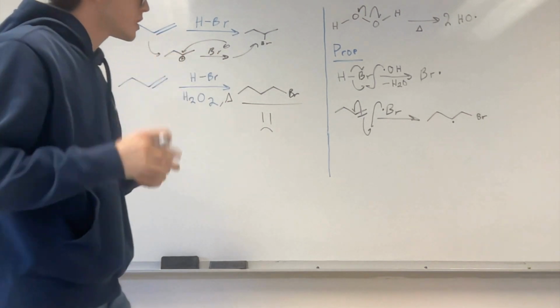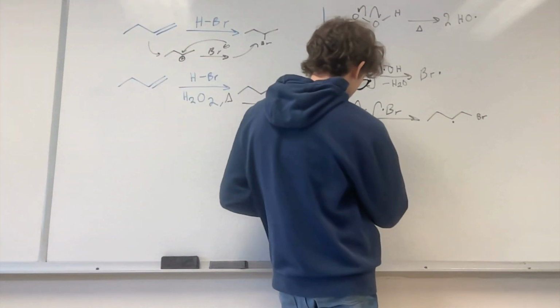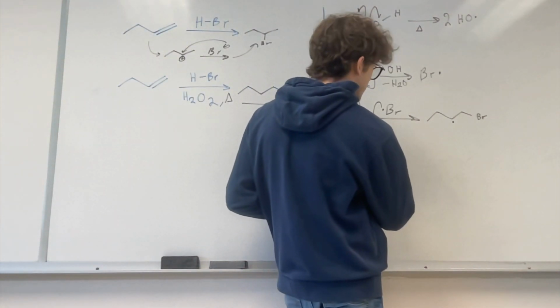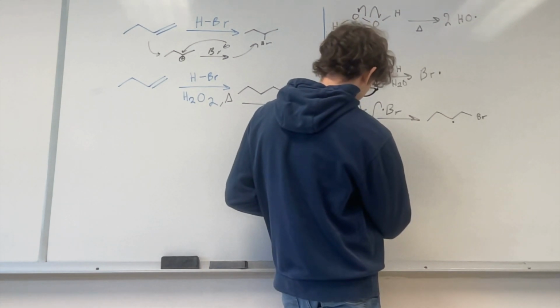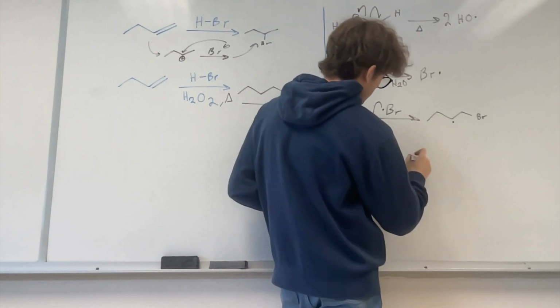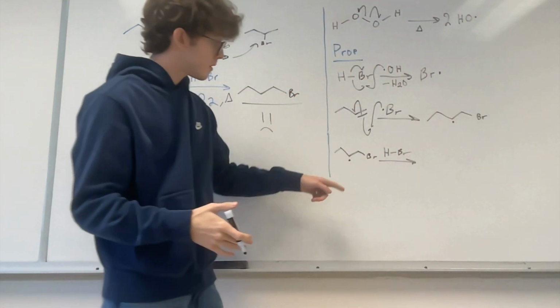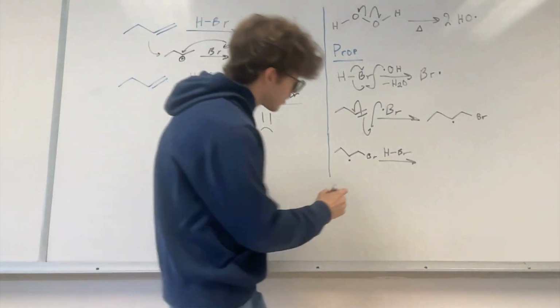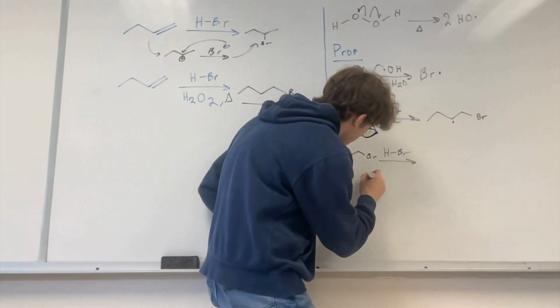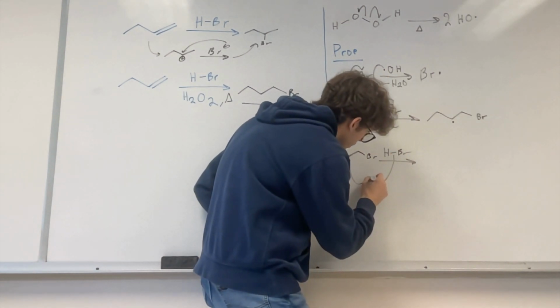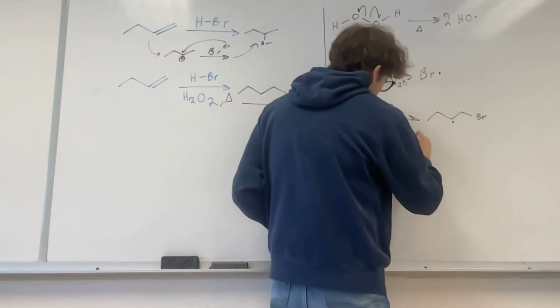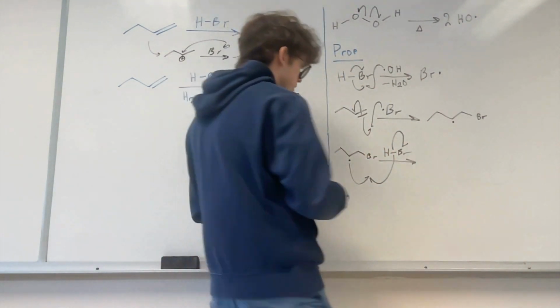So what occurs next? Well, another propagation step. There's actually three here of importance. And we come in with another equivalent of hydrobromic acid. We have a radical electron here. It's going to couple with a hydrogen through radical means, and then bromine gets to become radical.